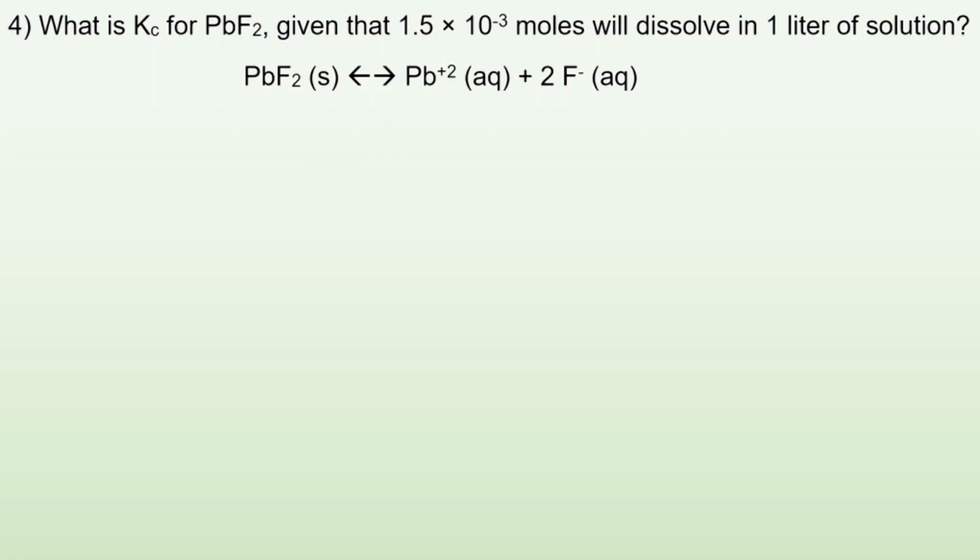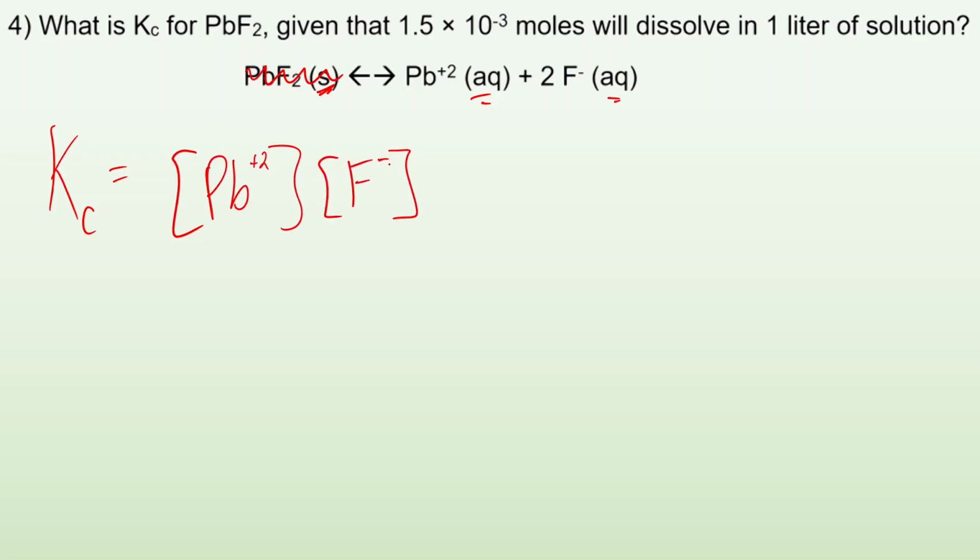All right, last one for this section. What is the Kc for PbF2, given that 1.5 times 10 to the minus 3 moles will dissolve in 1 liter of solution? So let me start with the Kc expression. My equilibrium constant in terms of concentration. PbF2 is a solid, not going to be included. Pb plus 2 is aqueous, will be. F minus is aqueous, it will be. So the concentration of my products, Pb plus 2 times F minus, which is going to get squared, divided by my reactants. There's no reactants that I'm including, so this is it.